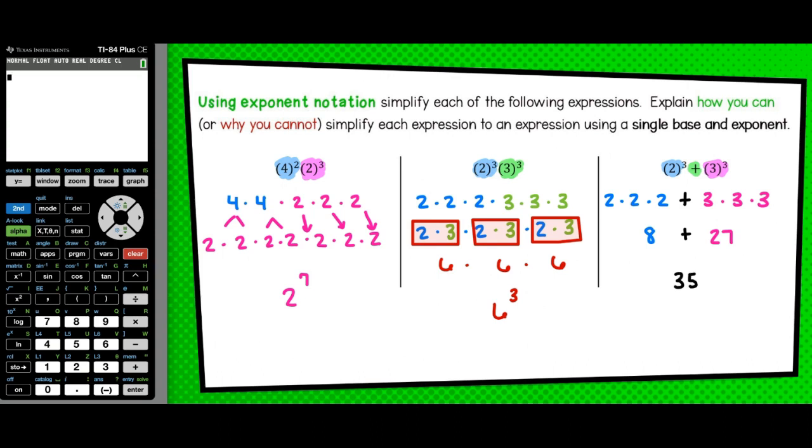It turns out that 35 does have an exponent. It's understood to be 1. So I actually have accomplished our goal. We have a single base and a single exponent for all 3 expressions.